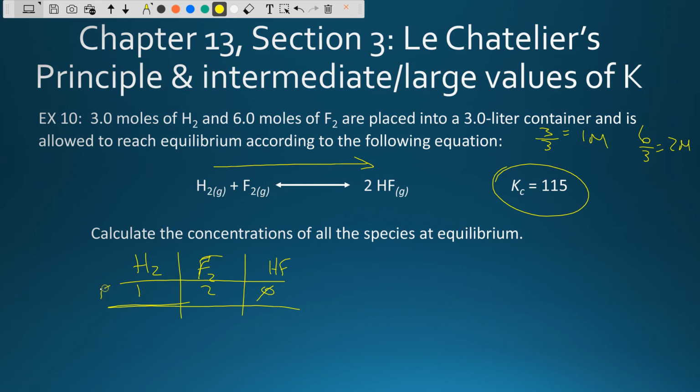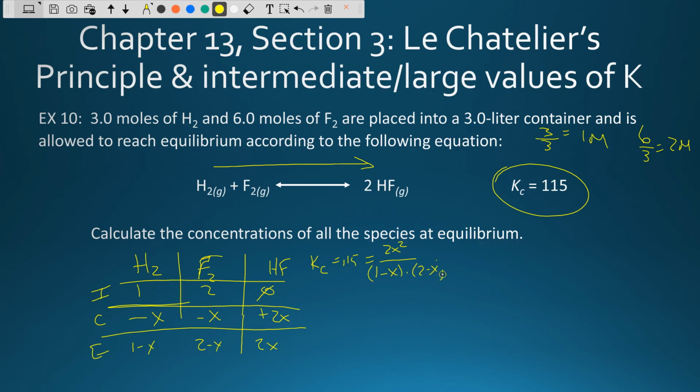So I know automatically in the beginning of this that I'm going to be losing a certain amount. And each of these are ones, and this guy's going to be a 2x, isn't it? So at equilibrium, I'm going to get a 1 minus x, a 2 minus x, and then a 2x. Now, here's where it gets ugly. I have my Kc value, and that equals a whopping 115. Oh, I've seen bigger, so don't worry. That's going to equal 2x squared over 1 minus x times 2 minus x.